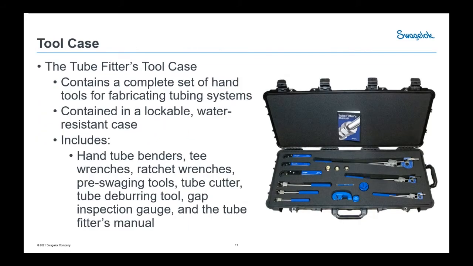Then we do have a nice little tool case here. It's a Pelican case. It's watertight, can be locked, and holds all of your cutters, benders, T-wrenches, ratchet wrenches, and deburring tools. It's a nice way to keep everything organized and in one place. I've been on a lot of job sites where all of these kinds of tools tend to never make it back to the shop. They grow legs and walk away. So it's nice to make sure you keep them all in one spot here.